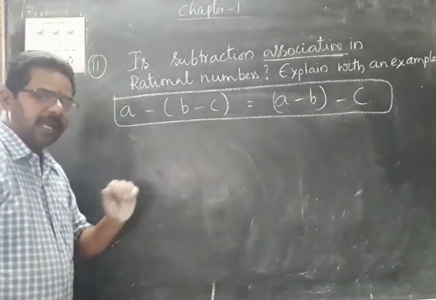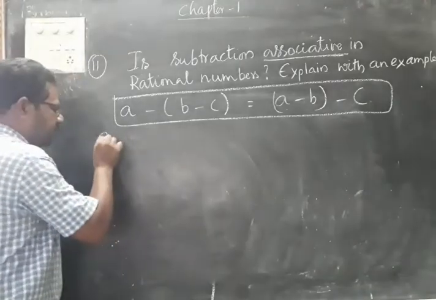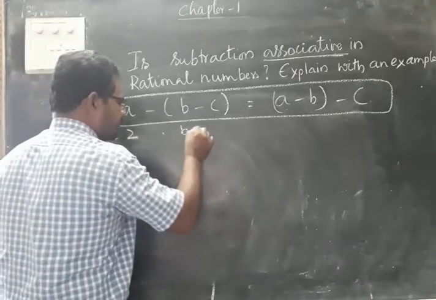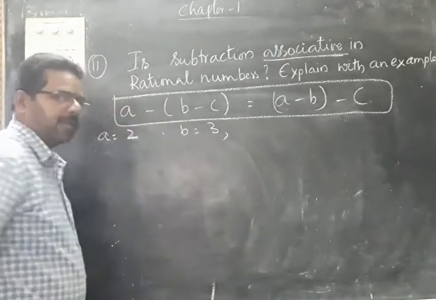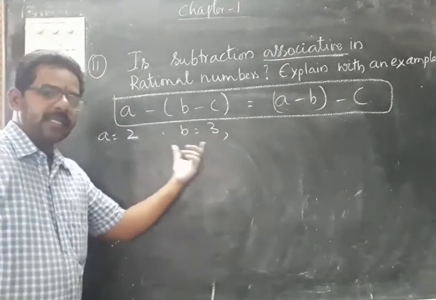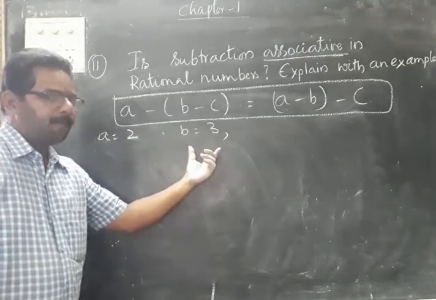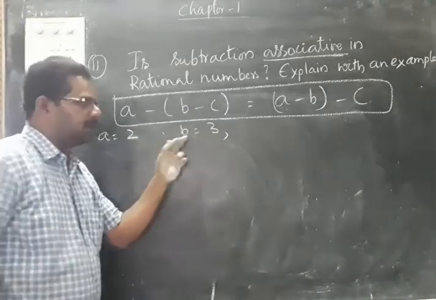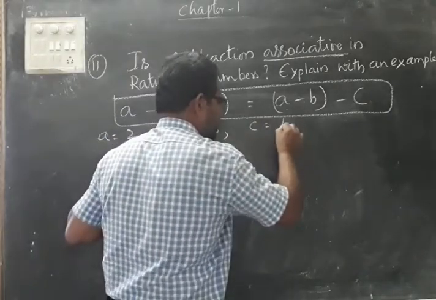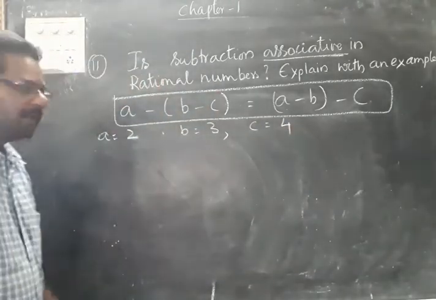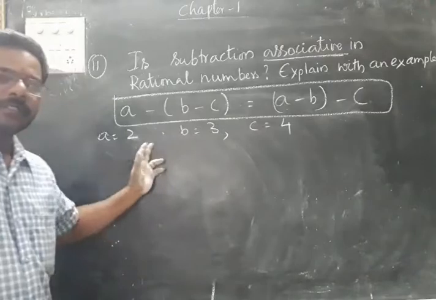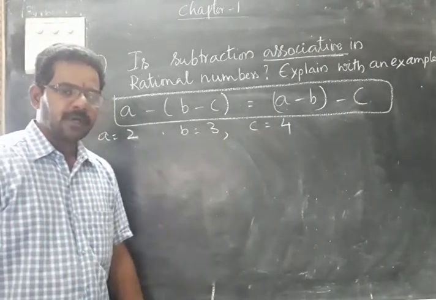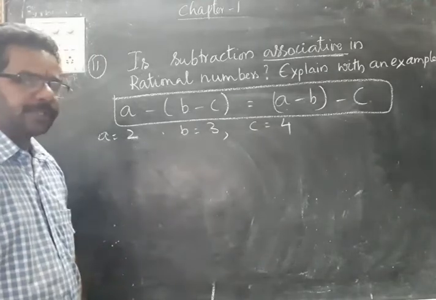Suppose I have taken a rational number. A is equal to, I am taking 2 as a rational number. B is equal to, I am taking 3 as a rational number. Because I can take fractions also. But for your convenience, for your understanding, I am taking simple numbers. And C is equal to, I have taken 4 as a rational number. Because 2, 3, 4, all the natural numbers are rational numbers. All the whole numbers are rational numbers. All the integers are rational numbers.